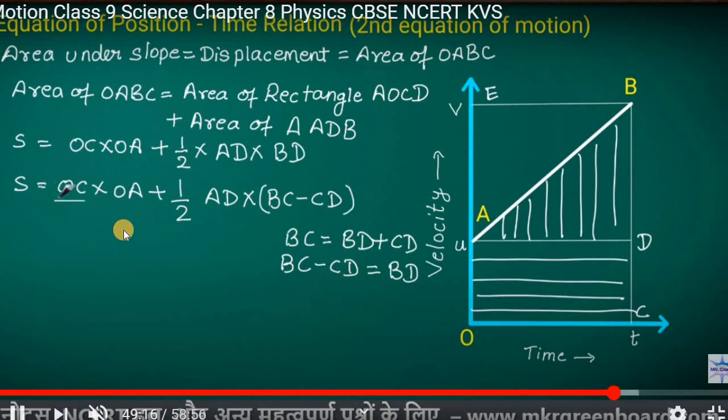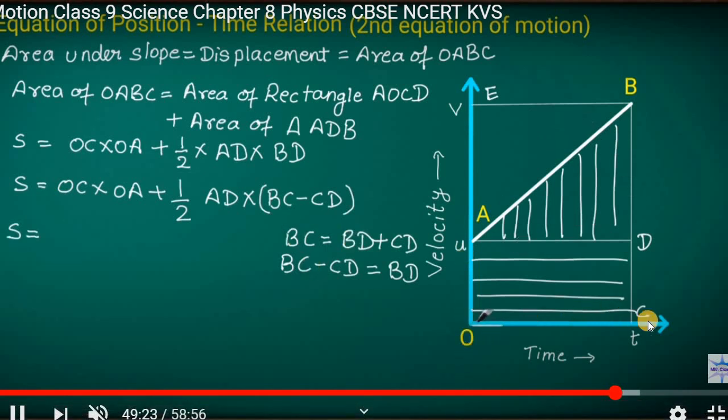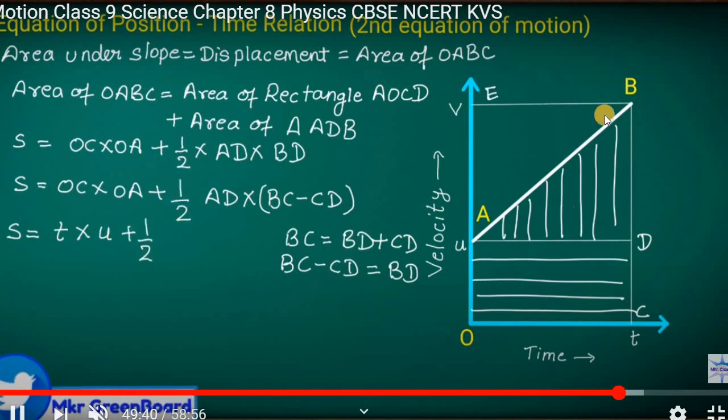Now let's substitute all the terms. Here we see in the graph, OC is time. So instead of OC we can write T. OA is equal to the initial velocity, U. So instead of OA we can write U, plus 1/2 as it is. AD: what is AD? AD is equal to OC, and AD and OC are both time. So instead of AD we can write T.